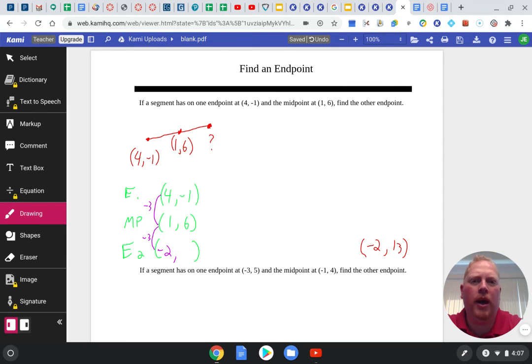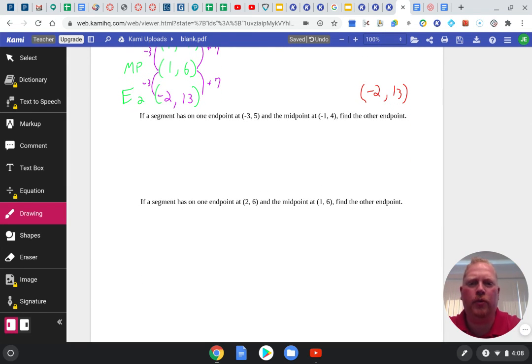Let's do the same thing for the y-coordinates. How do I go from -1 to a positive 6? I add 7. So let's add 7 again. 6 plus 7 is 13. So as you can see, I get the exact same answer, but a lot easier. Let's do another example.